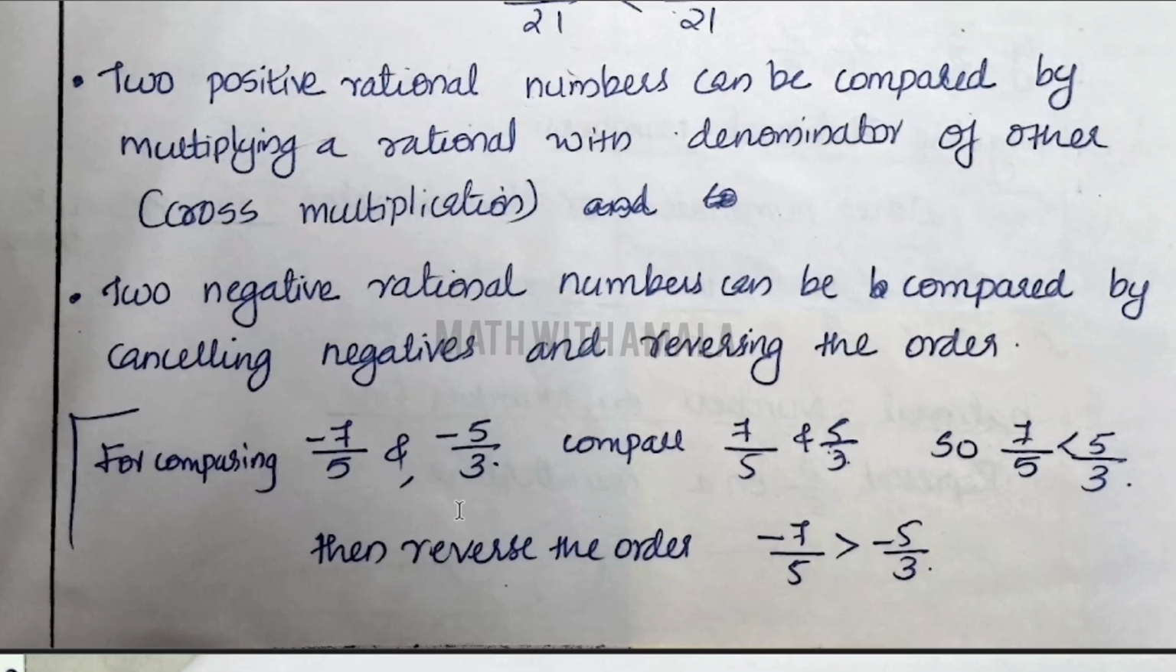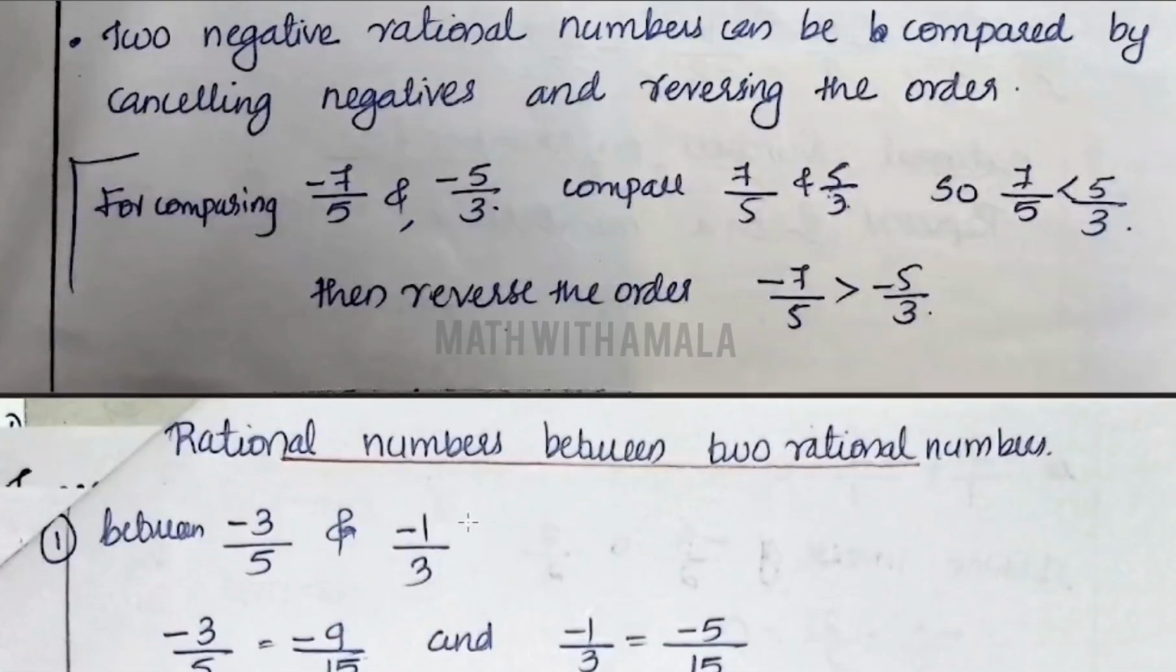For comparing minus 7 by 5 and minus 5 by 3, compare without the negative sign, 7 by 5 and 5 by 3. Now the answer is 7 by 5 is less than 5 by 3, but we need its reverse. That means you have to multiply it with the negative, so the inequality reverses. Minus 7 by 5 is greater than minus 5 by 3.